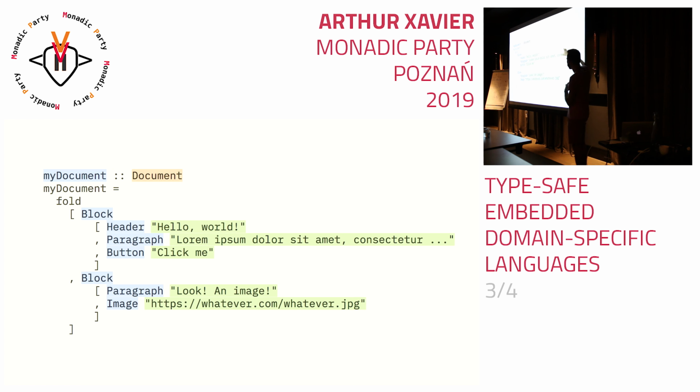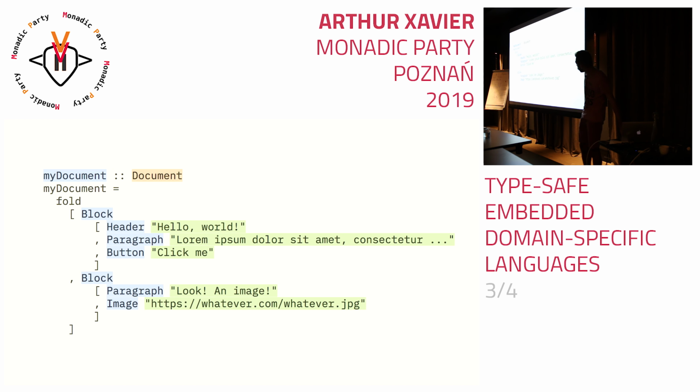So this could be the basic definition of a document using that DSL, right? We're just folding this array of things, which basically means that we're appending the first block with the second block, right? Because that's what fold does. If you give it a foldable element, it appends everything inside a monoid, and document is a monoid.